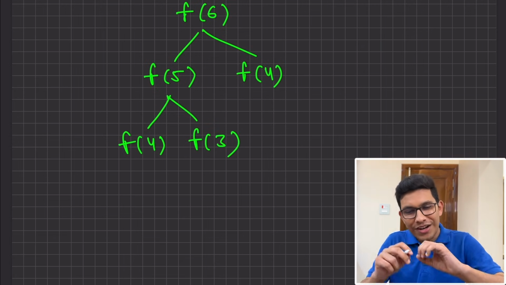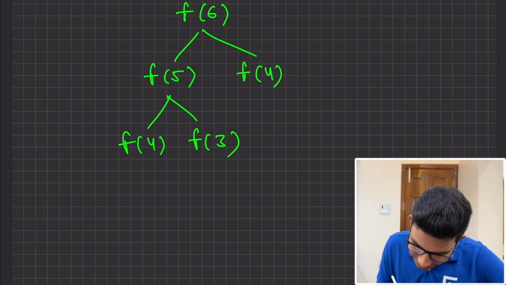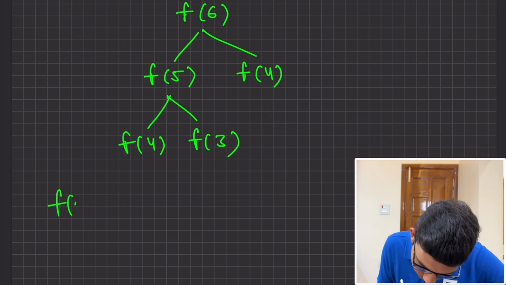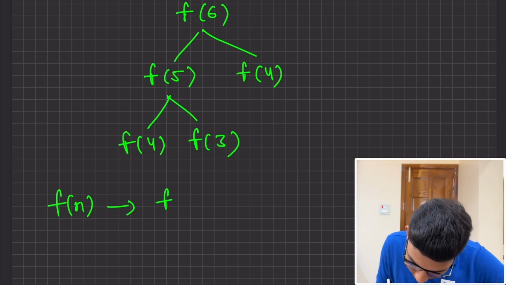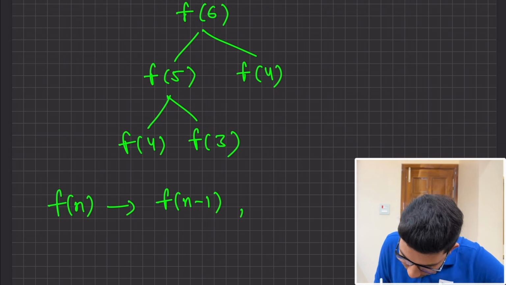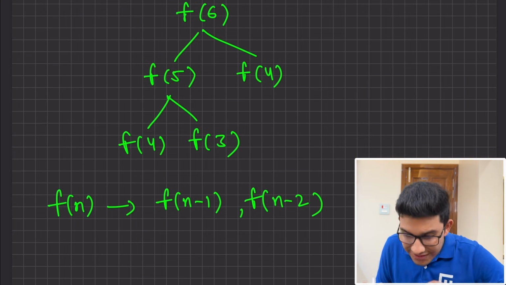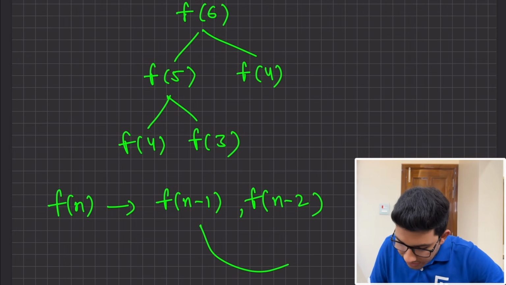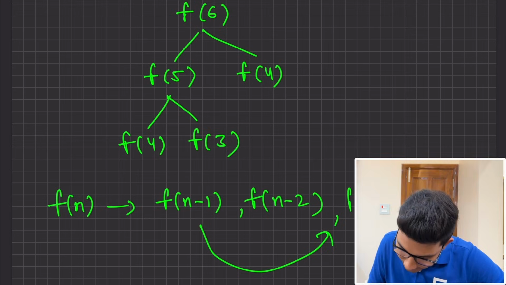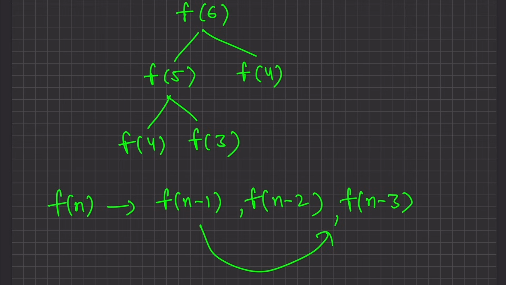Right? So what does this show us? This shows us that in order to find out f of n, this f of n needs f of n minus 1 and f of n minus 2. And similarly, in order to find out this f of n minus 1, it further needs f of n minus 2 and f of n minus 3. This f of n minus 2, in order to calculate it, further needs f of n minus 3 and f of n minus 4.